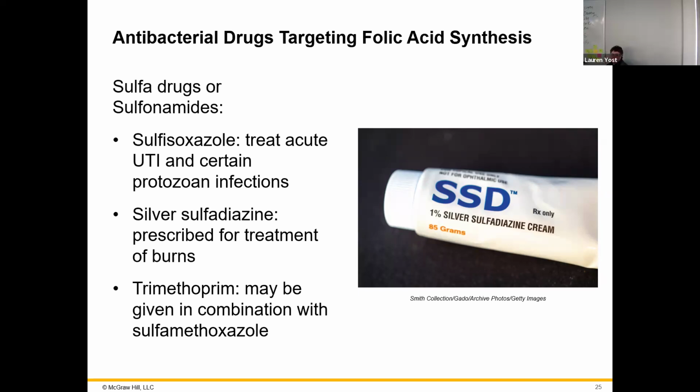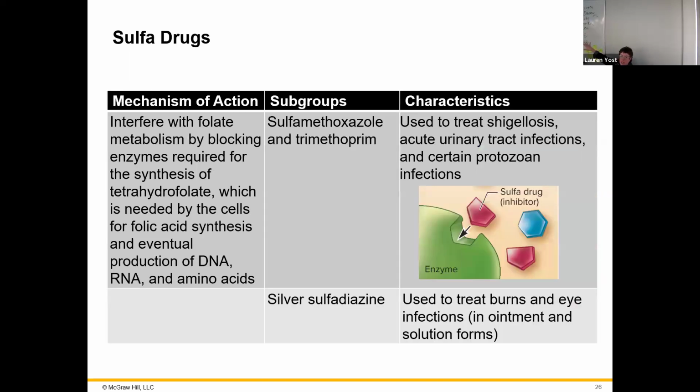So it often comes with sulfamethoxazole. When you see trimethoprim in combination with sulfamethoxazole, that's Bactrim, okay? So these guys inhibit folic acid synthesis. And so often it's by competitive, sometimes non-competitive inhibition of enzymes in the folic acid synthesis pathway.